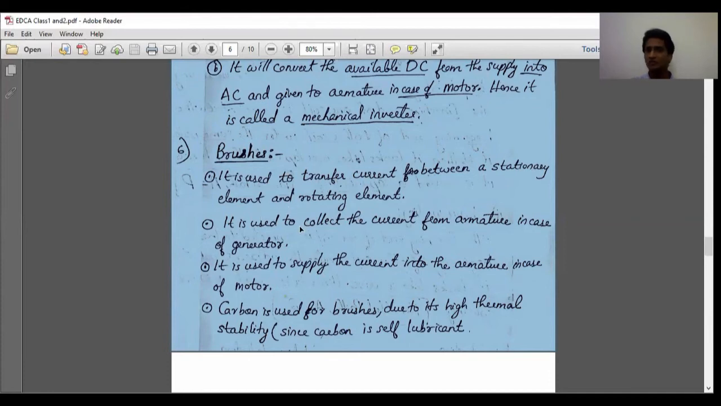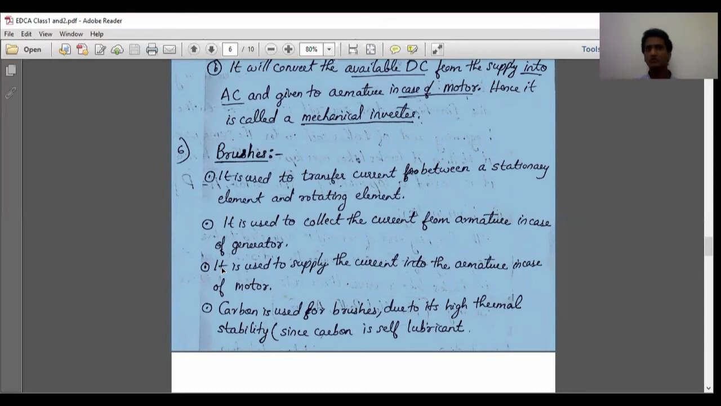And it is used to collect the current from armature in case of generator. As I said before, in generator we are not giving current to the armature, we are drawing. Taking current in electrical term is drawing current from the armature. In that case, brush is used to draw current from the armature.